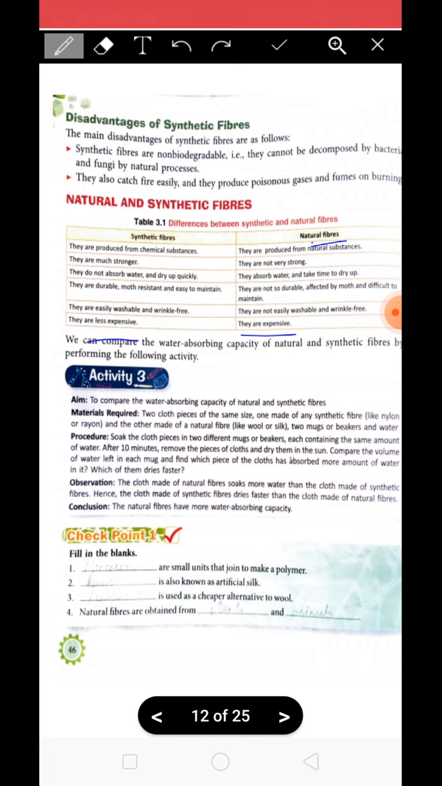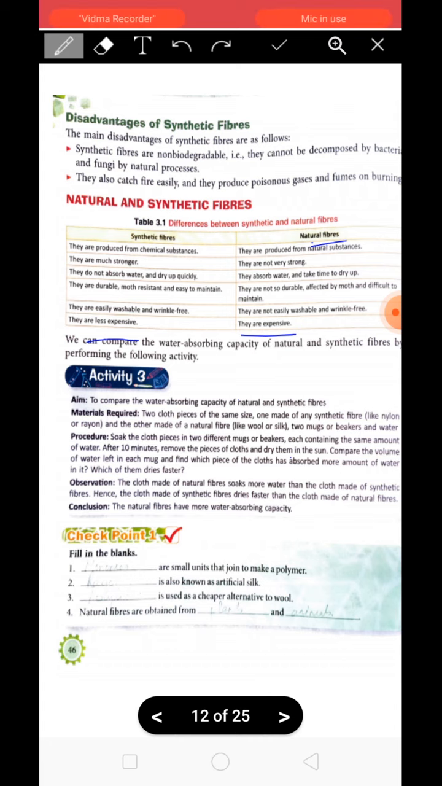Now next is activity number 3. We can compare the water absorbing capacity of natural and synthetic fiber with the help of activity number 3. For that we need two pieces of cloth of the same size. One is made up of natural fiber, whereas the second one is made up of synthetic fiber, like rayon, nylon, or acrylic, whereas for natural fiber, we can use cotton, silk or wool cloth.